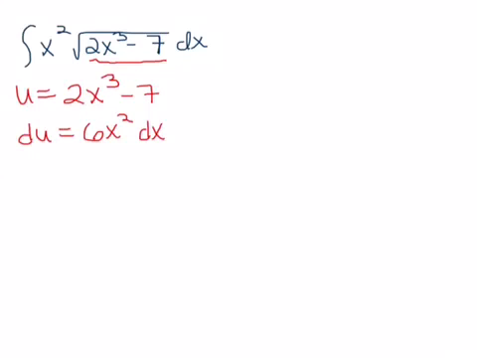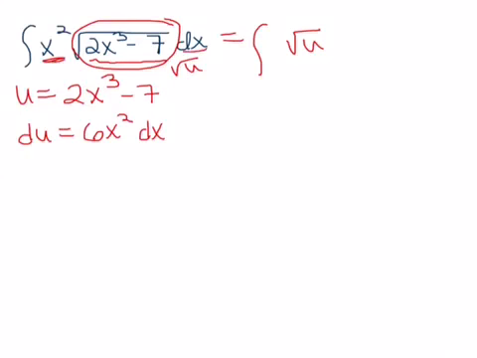Now, parts of this integral are easy to write. When we go to rewrite this integral, it's easy to see that this right here is the square root of u. So when we have our integral, we'll have the square root of u. And then for the rest of the integral, we have an x squared and a dx. Well, for our du, we have 6x squared dx, so we have a portion of our du contained here.